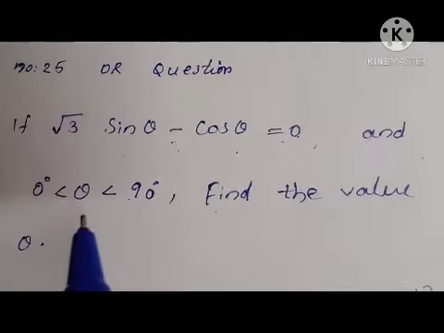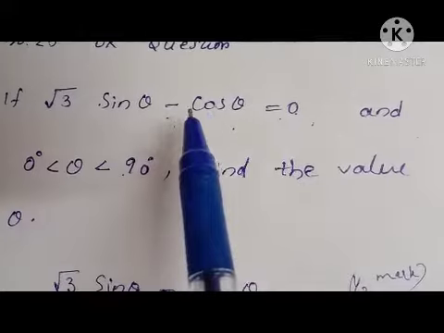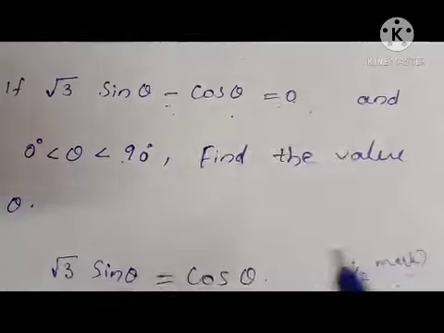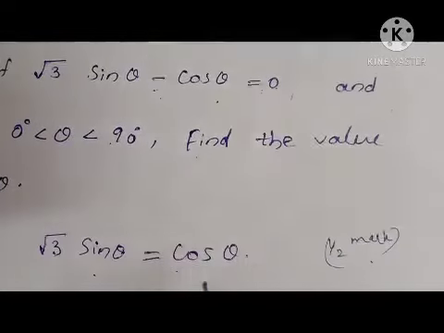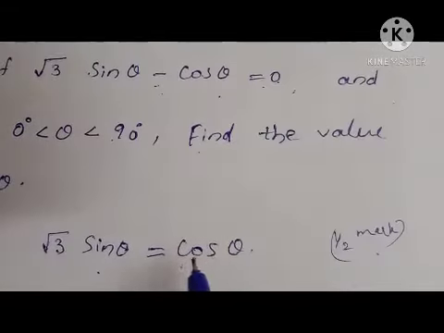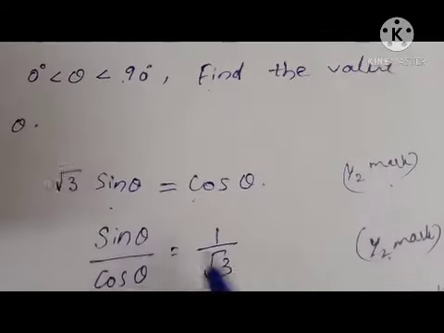Okay, so here first we have to write this transposing. When we transpose minus cos theta to right side, then what we will get? Root 3 sin theta equal cos theta, minus become plus. 0 plus any number will be that itself. For this step, half mark. Okay, it is a 2-mark question.